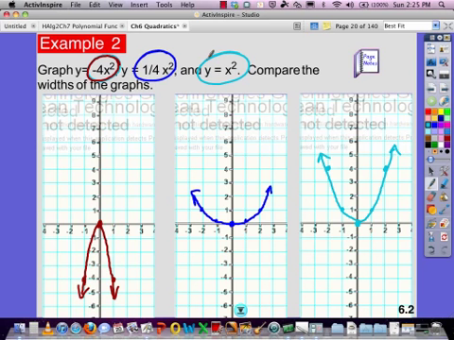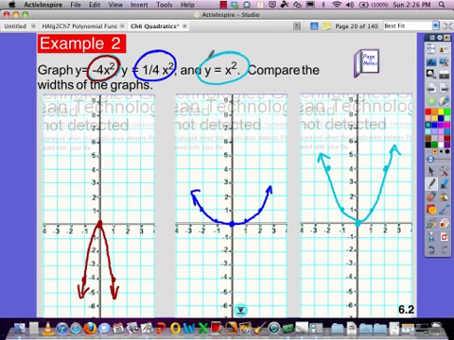Now that does not include the negative in this case, because we already said the negative sign determines whether it goes up or down. So we already know the negative sign made it go down. But now look, my 4 was the biggest number up there. 4, 1/4, and 1. The 4 gives the skinniest width. The 1/4 is the smallest number, and it is the widest. And then we've got the 1.